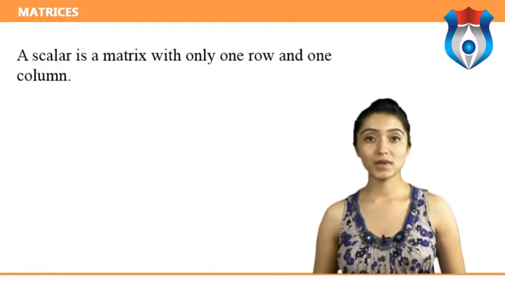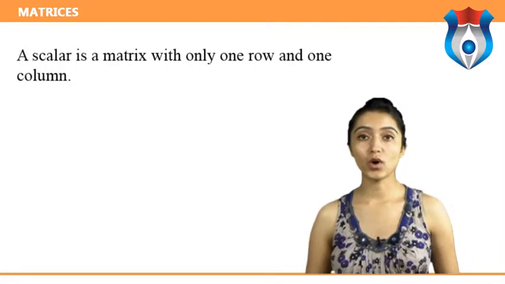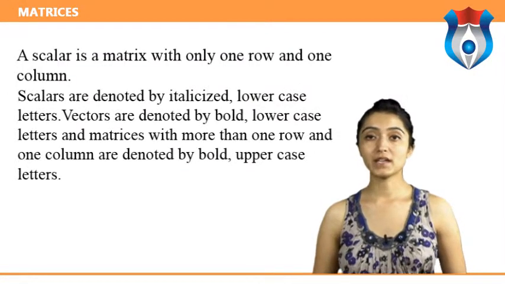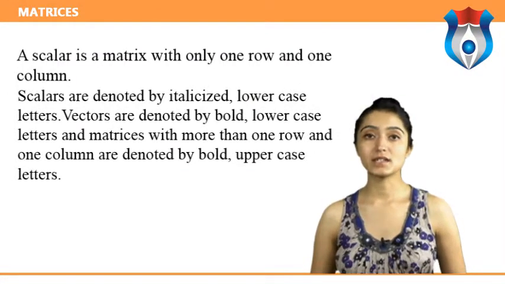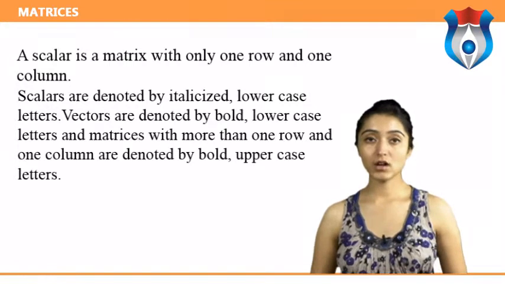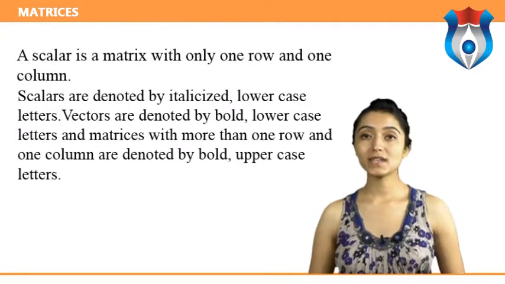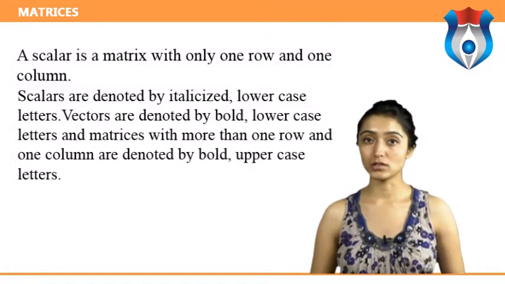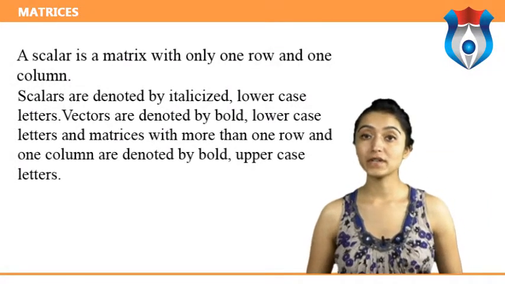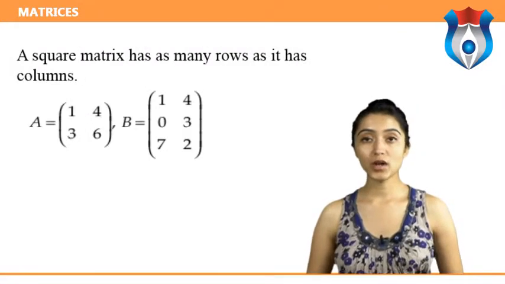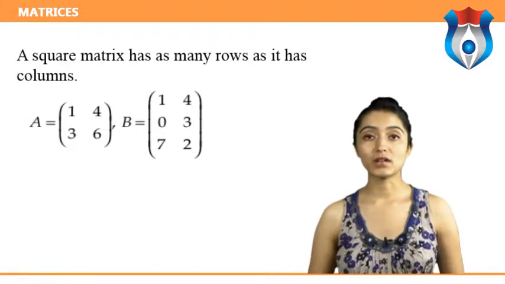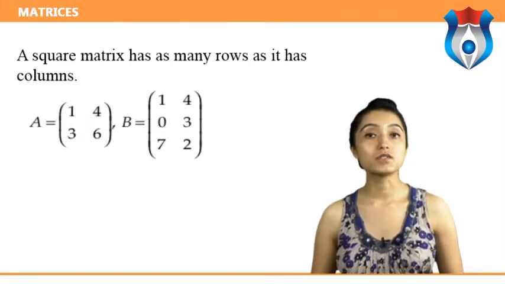A scalar is a matrix with only one row and one column. It is customary to denote scalars by italicized lowercase letters. Vectors are denoted by bold lowercase letters, and matrices with more than one row and one column are denoted by bold uppercase letters. A square matrix has as many rows as it has columns. Matrix A is square, but matrix B is not square.